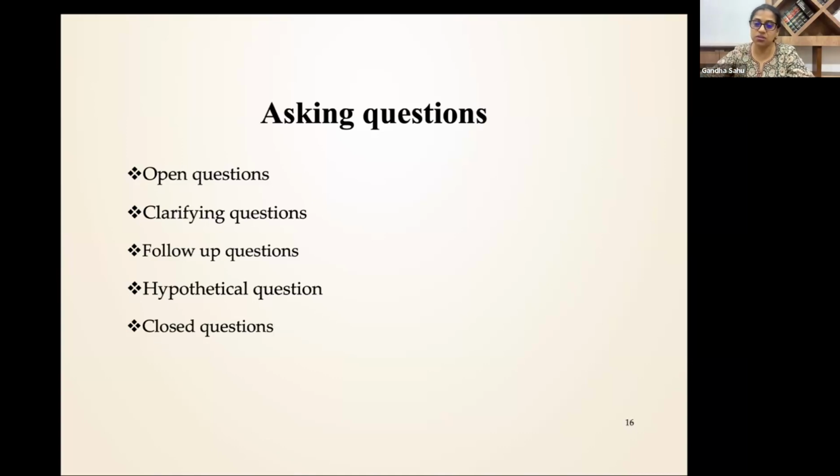When it comes to questions, we have 5 types of questions that we use: open questions, clarifying questions, follow-up questions, hypothetical questions, and closed questions. Very few lawyers here, but lawyers use a lot of closed questions because we want to understand the story from the specific ingredients. Doctors also ask a lot of closed questions in terms of, are you feeling pain in this part of your body?